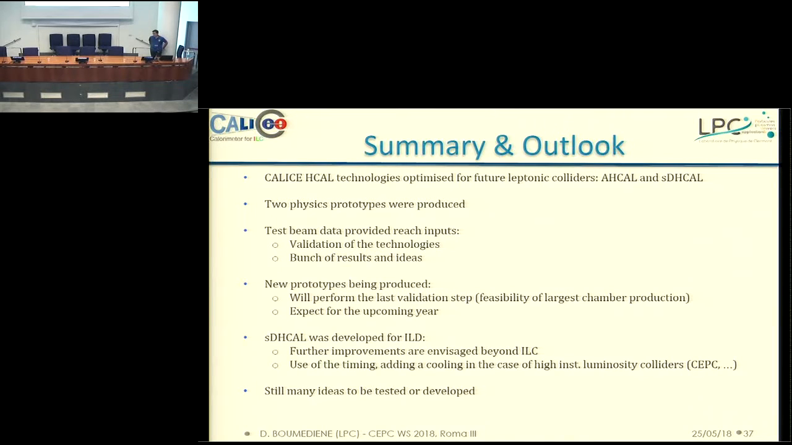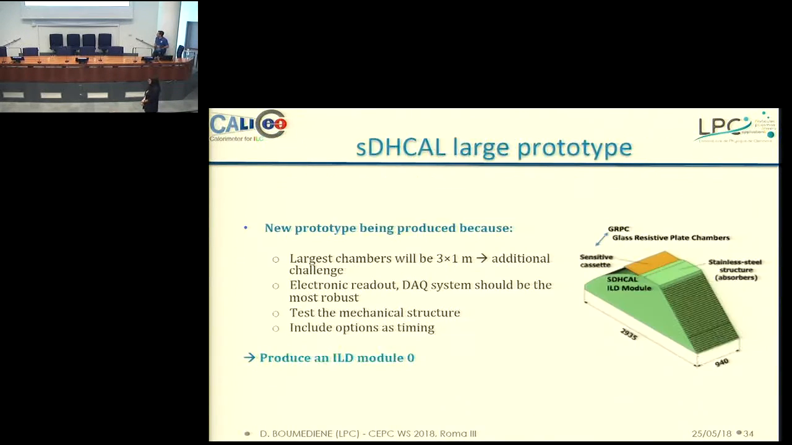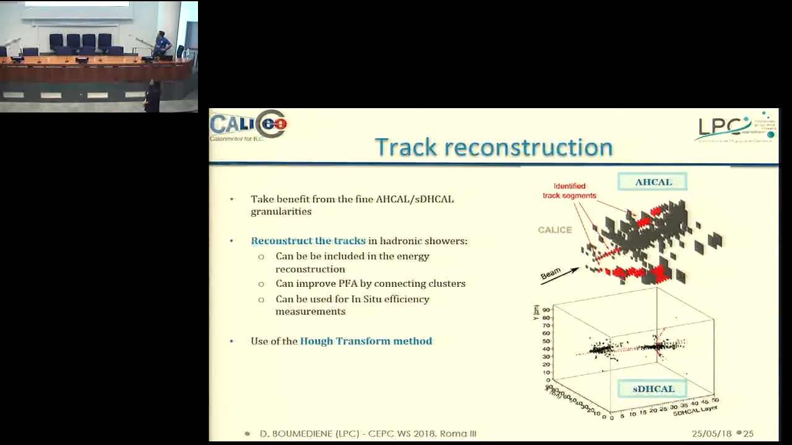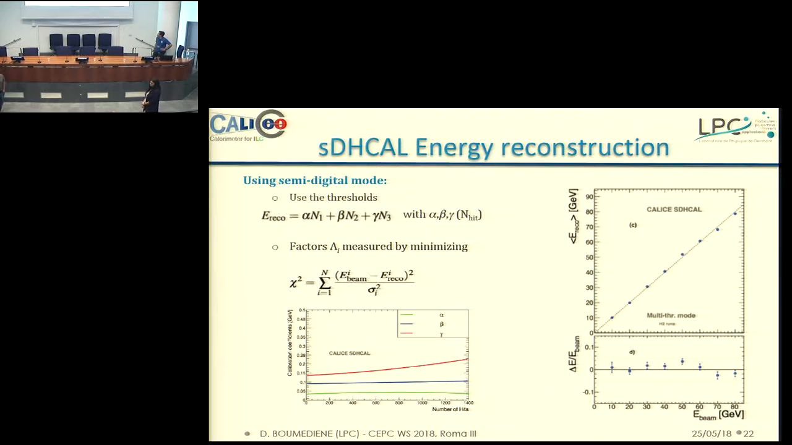Yeah, I have a few questions. The first one is about the software compensation, and so you mentioned that software compensation for the AHCAL. So I wonder if it's possible to do the software compensation for DHCAL as well. It's more or less done. It's almost done. By using the threshold information, we are using this to compensate for the saturation, etc. So it's okay, somehow it's used.